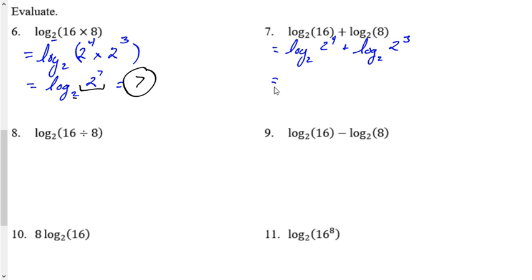And so as we did in the previous question, log base 2 of 2 to the 4th is equal to the exponent, which is 4. Log base 2 of 2 cubed is equal to the exponent, which is 3. 4 plus 3 equals 7. And we see that these two expressions in number 6 and 7 give us the exact same answer. In other words, they are equivalent.